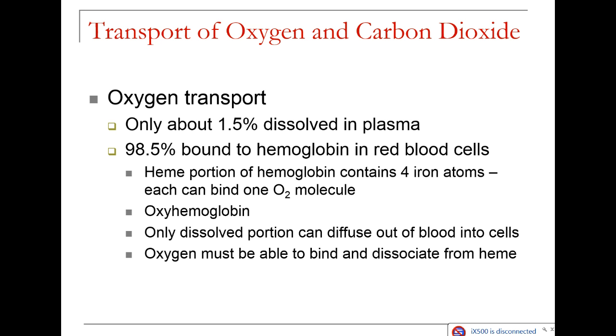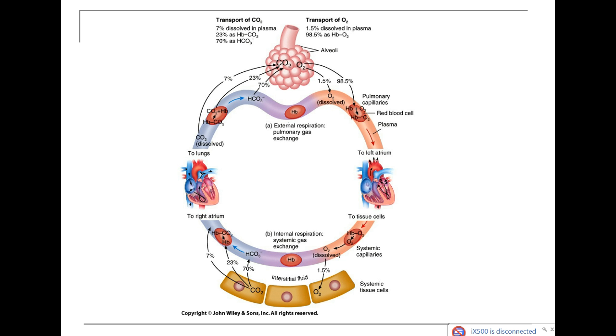Now, here's the problem. Only the dissolved portion of the oxygen can diffuse into and out of the cells. So oxygen has to be able to bind to the heme portion of the hemoglobin, and dissociate or break apart from the heme portion. All right, so this scheme should look a little bit similar to what we've seen before, but now we're focusing in on the transport of the oxygen and also the transport of the carbon dioxide.